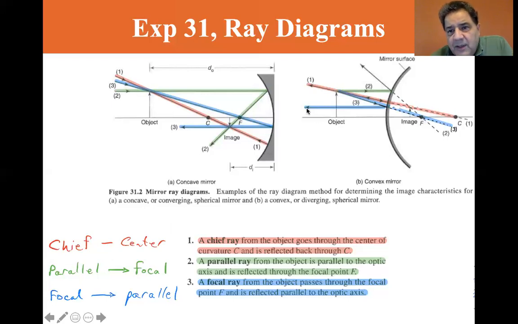Let's do it for the convex, the diverging mirror. It's top of the object through the focal point. You can see that the ray goes through the focal point on the image side, but is reflected at the surface here, and it comes back parallel. So you have chief through the center, parallel to the focal point to parallel. And those are the three rays that we use to construct an image, where the image goes.